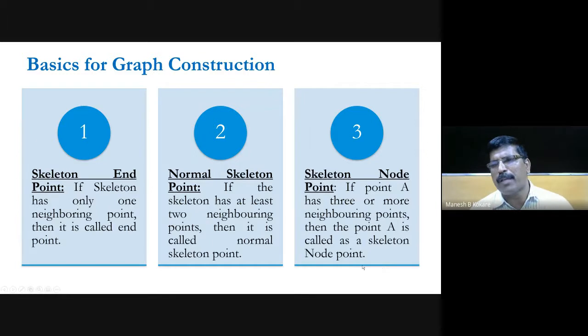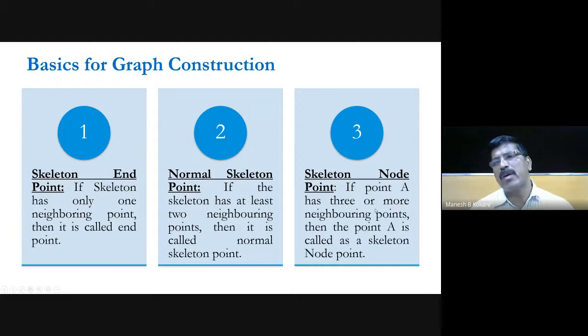Suppose, for example, I have a skeleton like this and then assume there is a vertical line here. So this point will have 3 neighbors now, this one, and this side, right? So if a point has 3 or more, see, suppose I have a skeleton like this one, there are several lines, and this point has more than 2 neighboring points, then that point is called a skeleton node point.